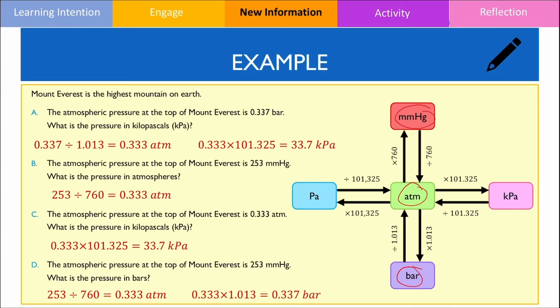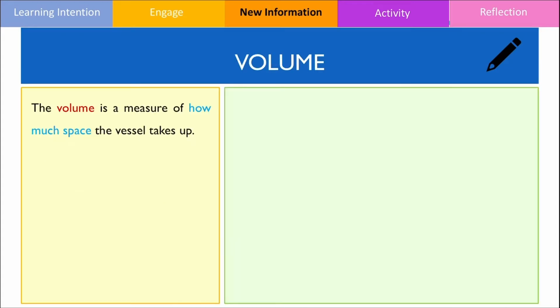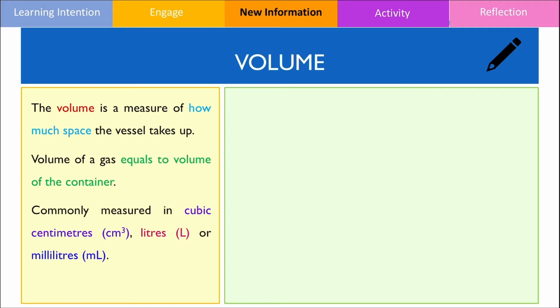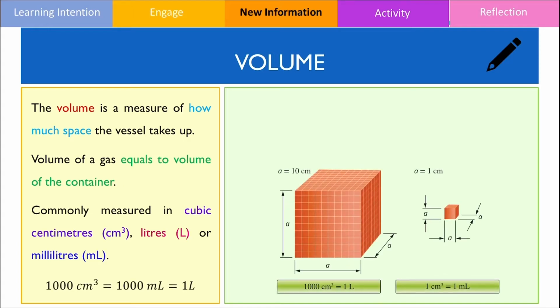The next variable that I would like to talk about is volume. Because gases take up the space of a container, the volume of a gas equals the volume of the container. The volume of gas can be described using various units. You're probably used to seeing milliliters and liters as units for volume, but other units for volume also include cubic centimeters and cubic meters. As you can see in the diagram, 1 cubic centimeter is equal to 1 milliliter, hence 1000 cubic centimeters is equal to 1 liter.